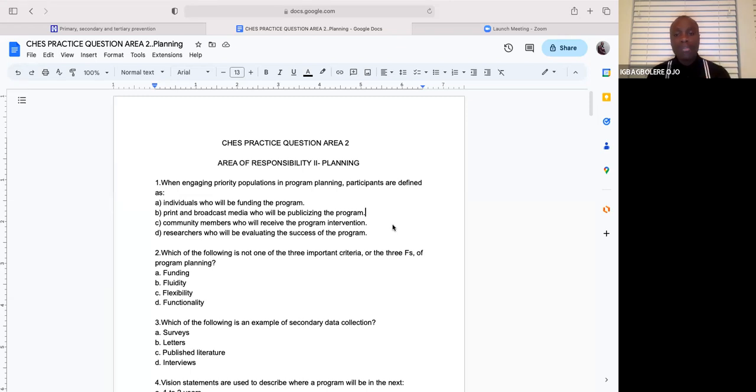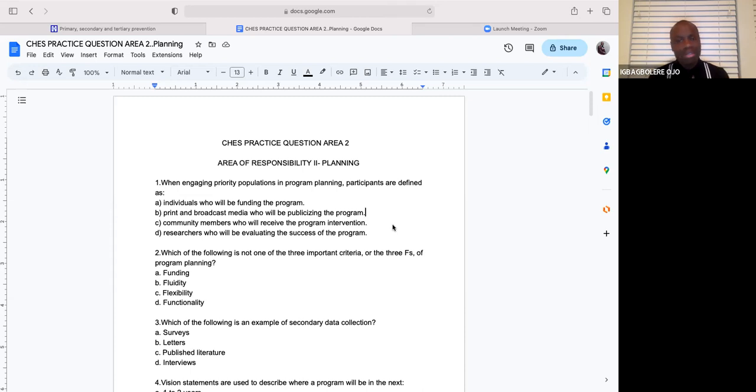So if you look at all of these options, the first option says individuals who will be funding the program. That is the category of people we refer to as stakeholders or partnering agencies or funding bodies, right? So those are not the participants of the intervention or the program you're planning. B says the media, all right? So the media is not. Option C says community members, and D says the researchers.